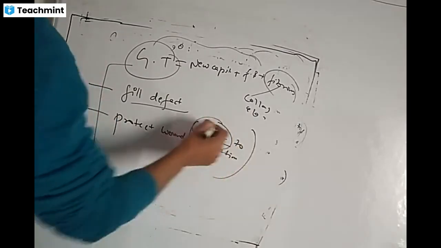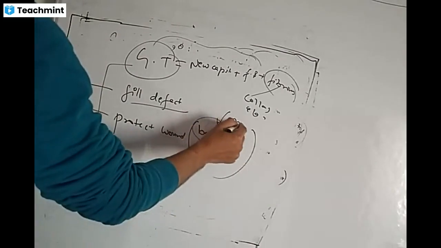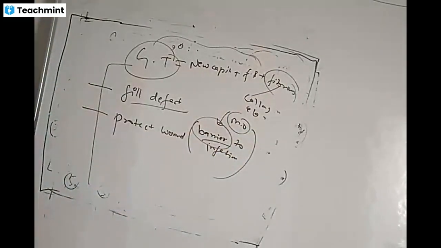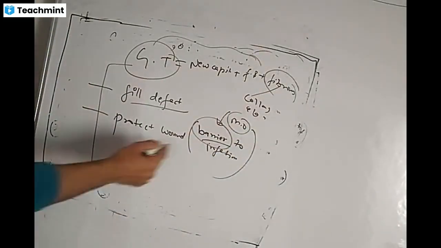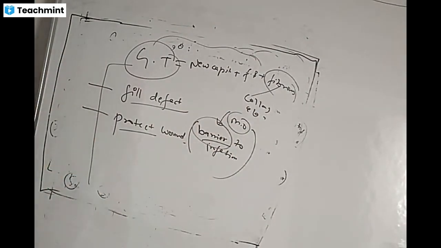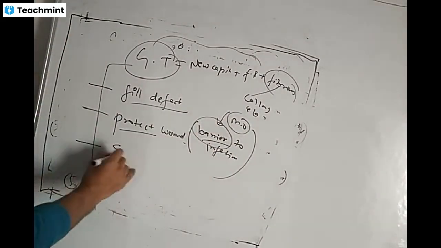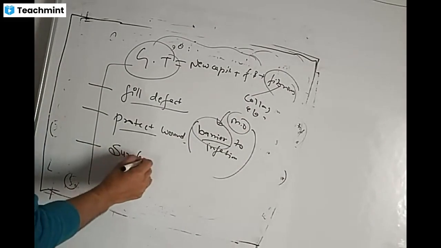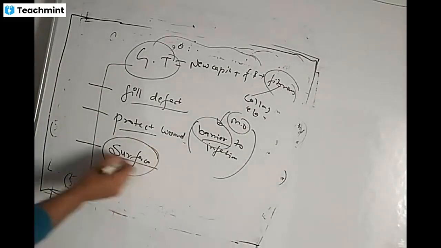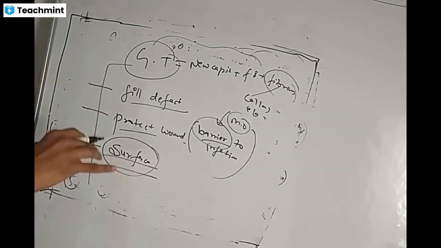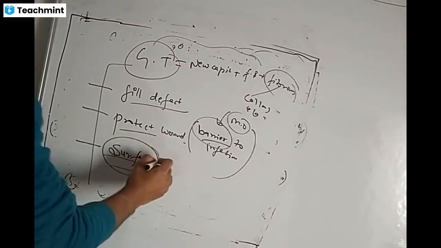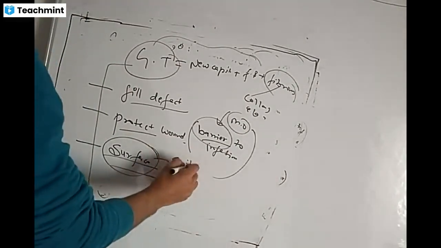Because of this barrier, microorganisms will not enter into the wound. So it protects from the infection. Third most important role of this granulation tissue is the surface. This is the base, the surface on which epithelialization will occur.